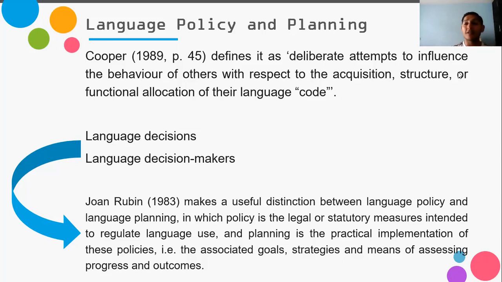Robin makes a useful distinction between language policy and language planning, in which policy is the legal or statutory measures intended to regulate language use, and planning is the practical implementation of these policies, the associated goals, strategies, and means of assessing progress and outcomes. So we have there the definition of both.